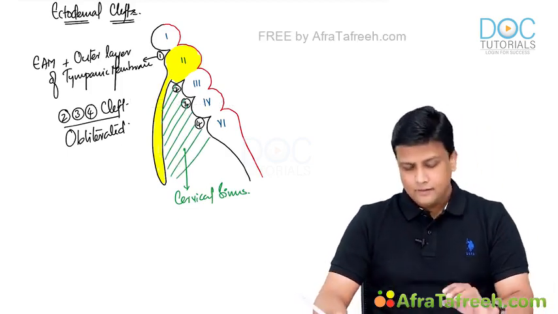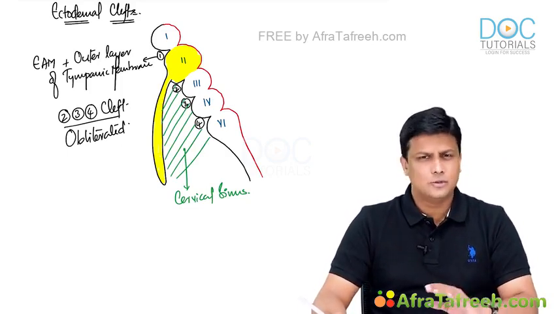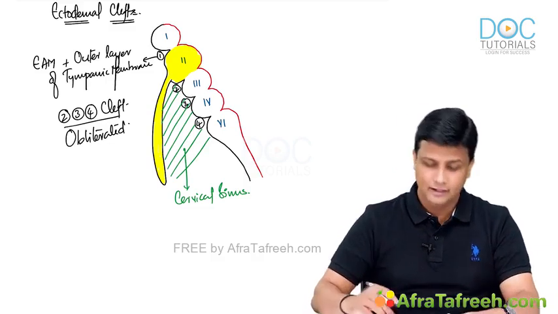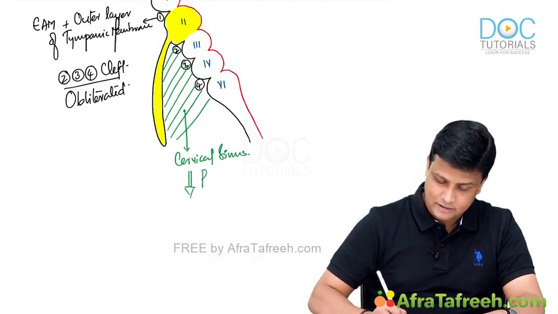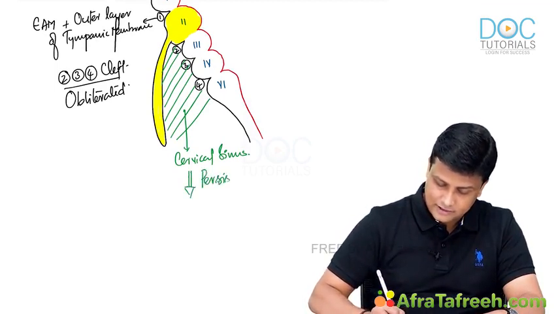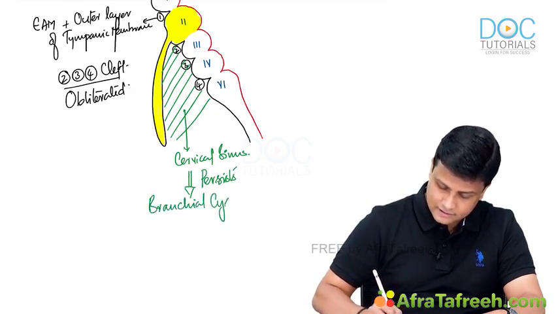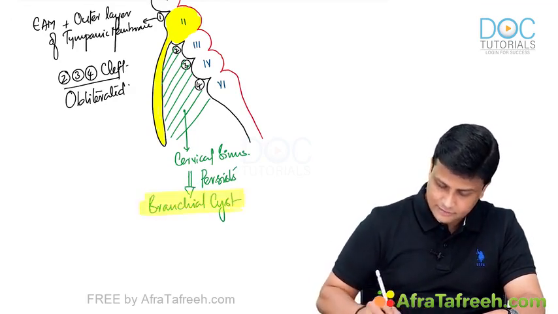Now, normally in normal human beings like you and me, that cervical sinus has to be completely closed off. But in some unfortunate people, it remains, and if this cervical sinus persists, that is actually known as the branchial cyst. Okay, so that is another important question that you have to remember, it has been already tested in your exam.